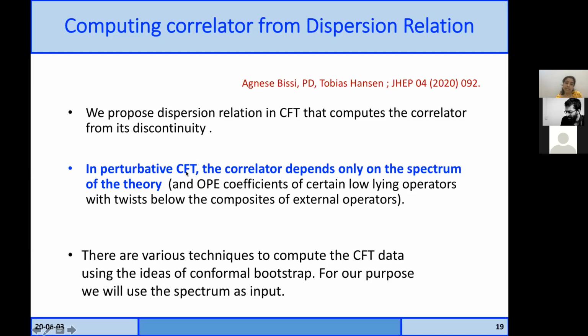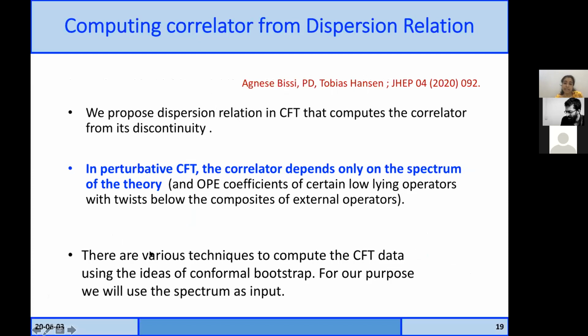As we go along, we will see that in perturbative CFT, the correlator depends only on the spectrum of the theory. It depends mostly on the spectrum of the theory, and sometimes on OPE coefficients of certain low-lying operators with dimensions below the composites of the external operator. This is for some specific cases. You can forget about it for the time being, and just keep in mind that in perturbative CFT, the correlator is mostly fixed by the spectrum. The example that we will see excludes this part.